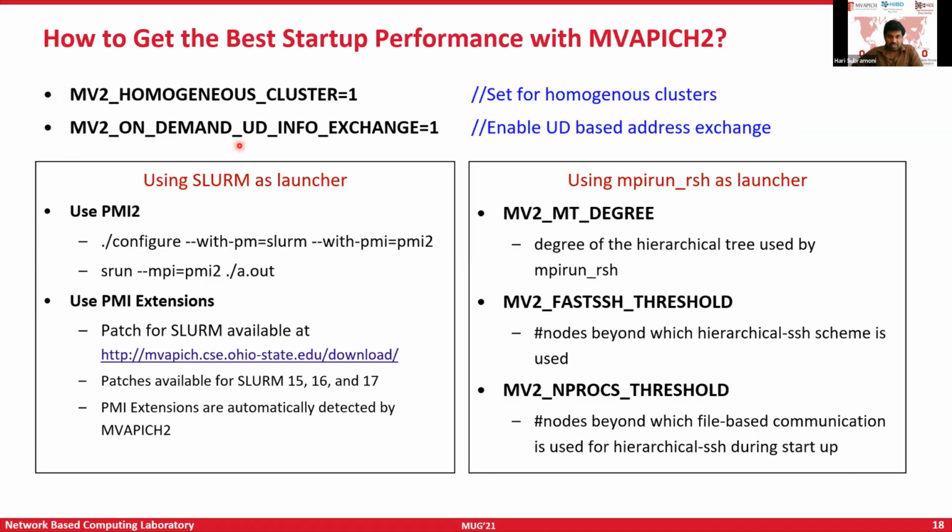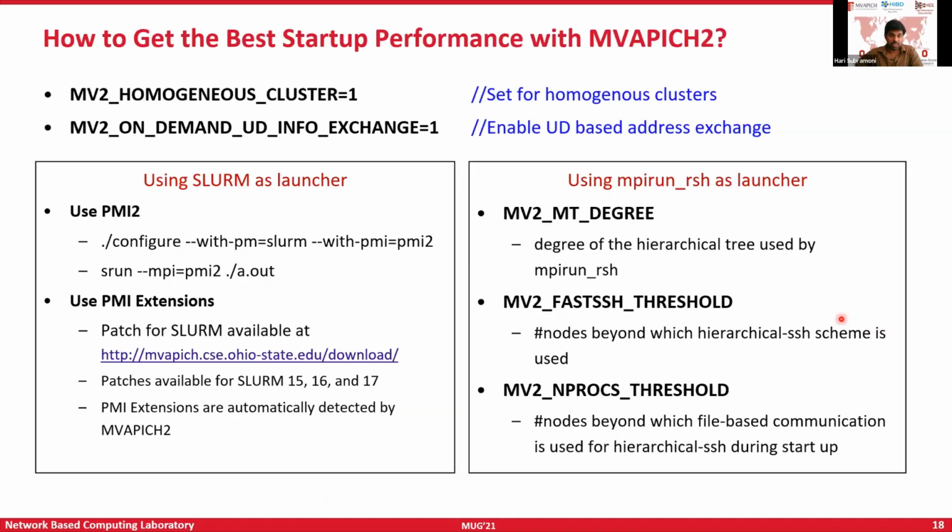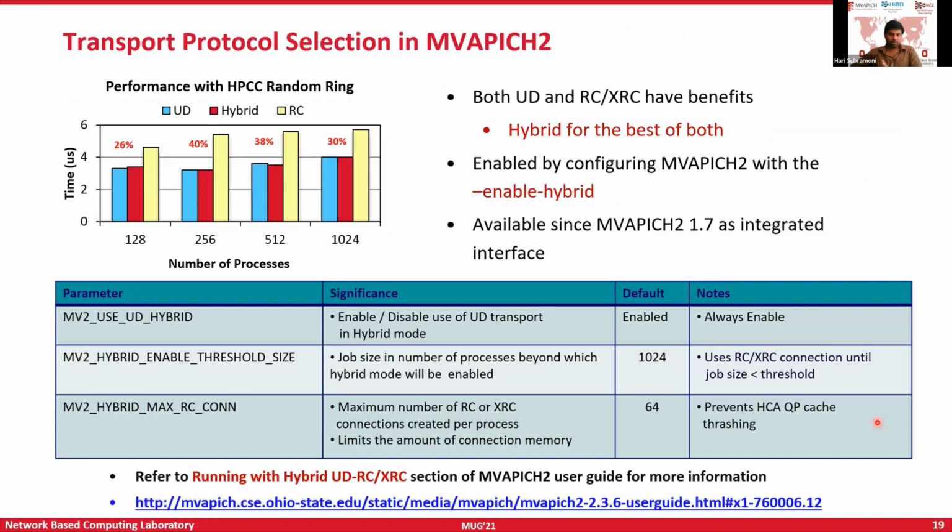So for instance, these two environment variables can be set to get good job startup performance at small to very large scales on HPC systems. And these are some of the other environment variables you can tweak to see if you're able to get that performance even better.